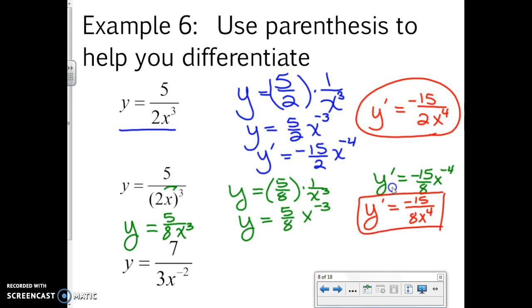The further we get, the more likely we're going to be to just leave our negative exponents in our final answer. But if we can avoid it at all, we like to do that.